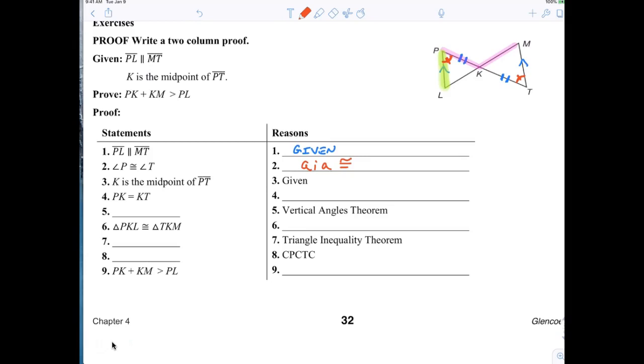Now from there, K is the midpoint. Given PK is equal to KT. Definition of midpoint. All right, we are on fire here. I told you. Definition of midpoint.